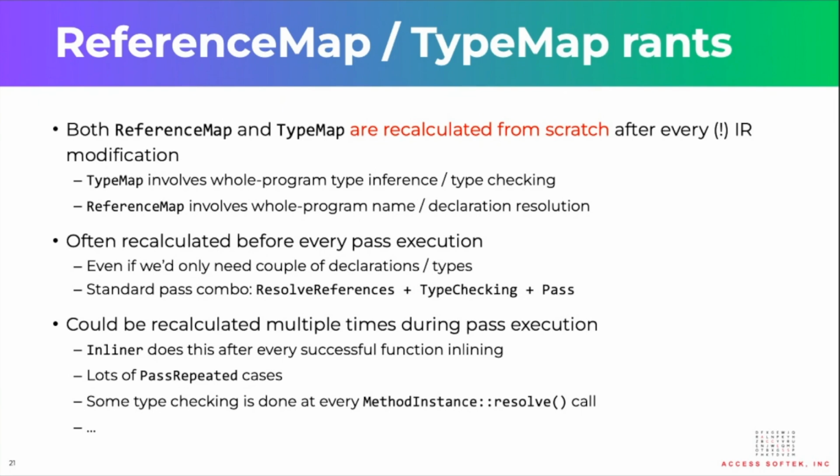Even more, in some cases it's recalculated multiple times during pass execution. The inliner used to recalculate the reference map after inlining every single function. I had an example where reference resolution consumed like 300 milliseconds, but the inliner had to inline like 80 functions. That means we spent like 25 seconds only on resolving references in the inliner. That's not the greatest idea.